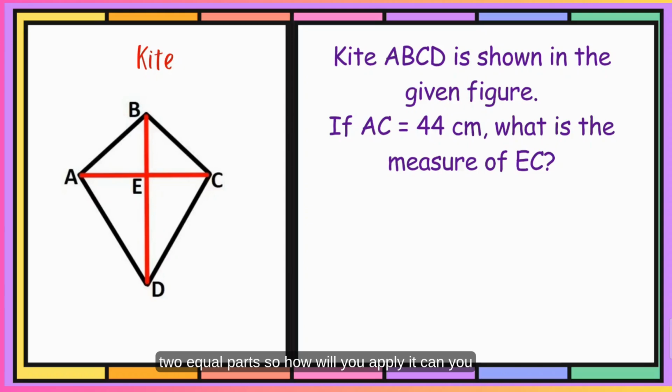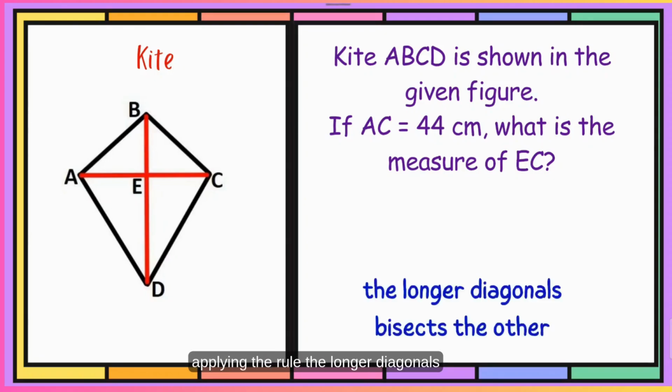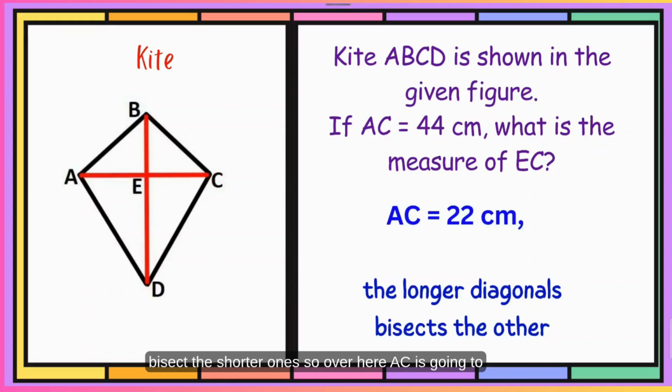So let us apply this concept that now you know that BD is going to cut AC into two equal parts. So how will you apply it? Can you answer this question? Kite ABCD is shown and the shorter diagonal is 44. So when it is cut by the longer diagonal, what will be half of it? EC will be, applying the rule, the longer diagonals bisect the shorter ones. So over here it is going to be half of 44, that is 22 centimeter. This is one objective type question that can be asked of you.